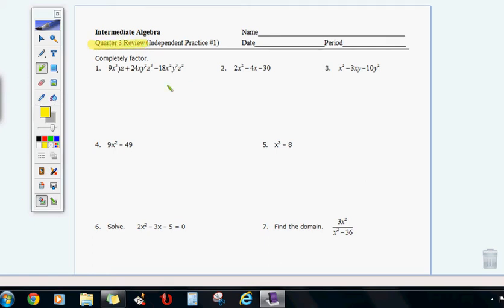We are going to work on the quarter 3 review, independent practice number 1. Now remember, I will give you another one of these, and the whole idea is to master these concepts before we have our quarter test.